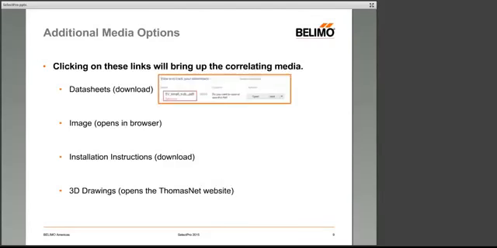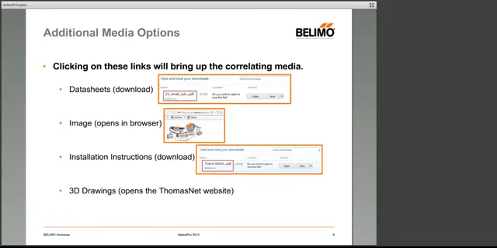Clicking on these links will bring up data sheets as a download. So it'll download the data sheet in a separate window, so in a separate browser, so it's not hanging up your SelectPro or causing you to wait for it to open before you can continue working in SelectPro. The image opens in a separate browser, so it does not download, but it just opens in the browser. But if you right-click on the image, you can save the photo as whatever you'd like to name it. Installation instructions is similar to the data sheet.